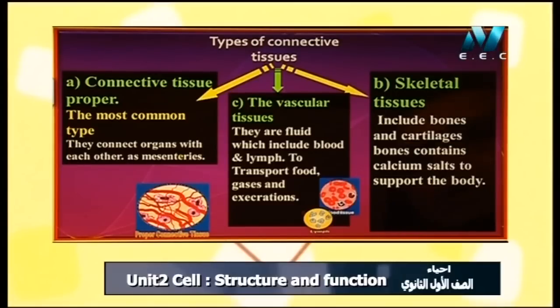But the vascular connective tissue is fluid, including blood and lymph to transport food, gases, and excretory substances. The skeletal tissue includes bones and cartilage, bone containing calcium salts to support the body.